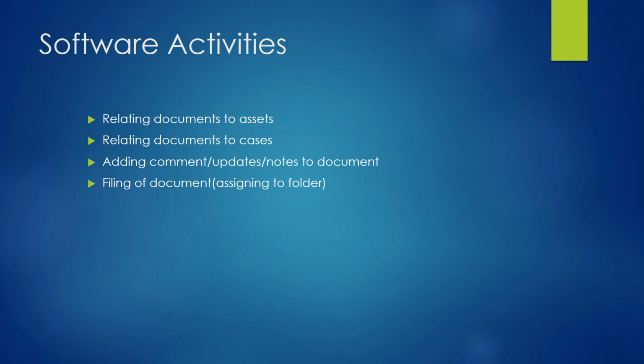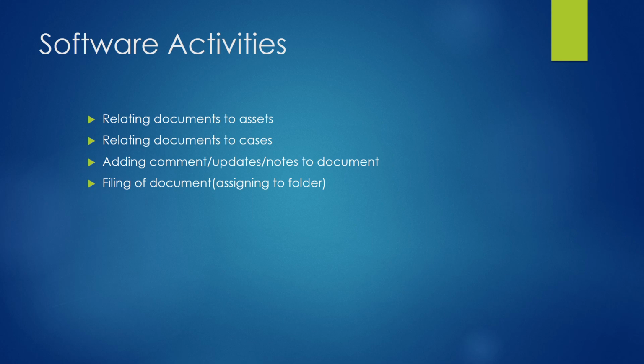Aside from the documents being related to other documents, the software can also record the assets related to the document. This will enable the AAMD to identify assets related to a document and eventually, documents related to an asset. We can also relate the documents to a specific case, like the asset. We will then have the ability to easily find documents related to a case. We also have the function for adding comments, updates or notes to a document.